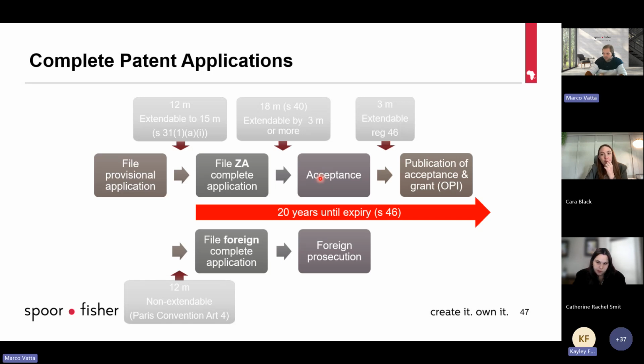Thanks, Marco. So basically, when you file your complete application, you still obviously have a lot of time to file the forms and to comply. Is that basically what it means? That's right, yeah. So some of the forms have their own deadlines. So your P3 and P26 form, the declarations, they have to be filed within 6 months of filing the application, but you can request extensions for those as well.